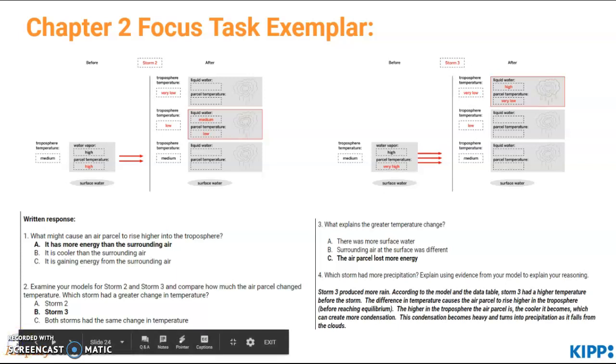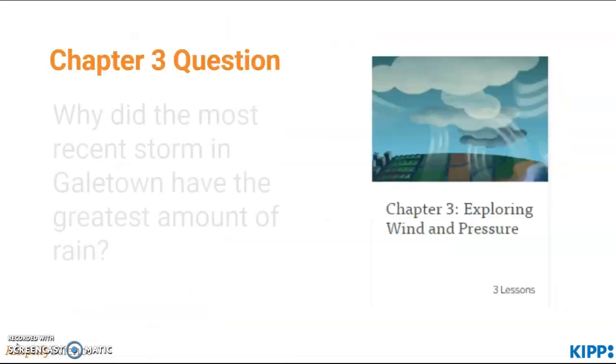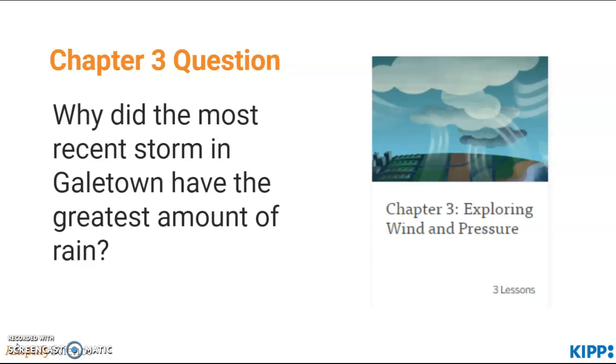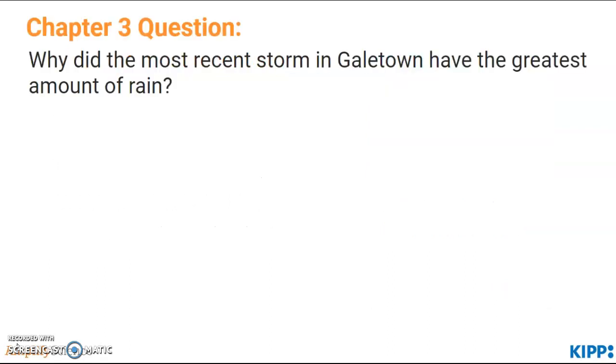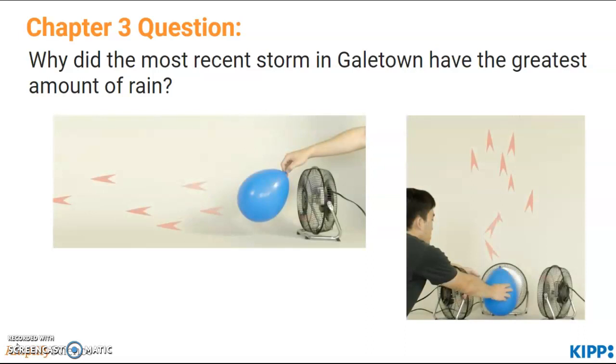Okay, moving on to chapter 3. In Chapter 3, students investigate why the most recent storm in Galetown had the most severe rainfall. Students begin to consider the role of wind in the formation of rainstorms by watching a video that explains how wind can move air parcels higher up into the troposphere.